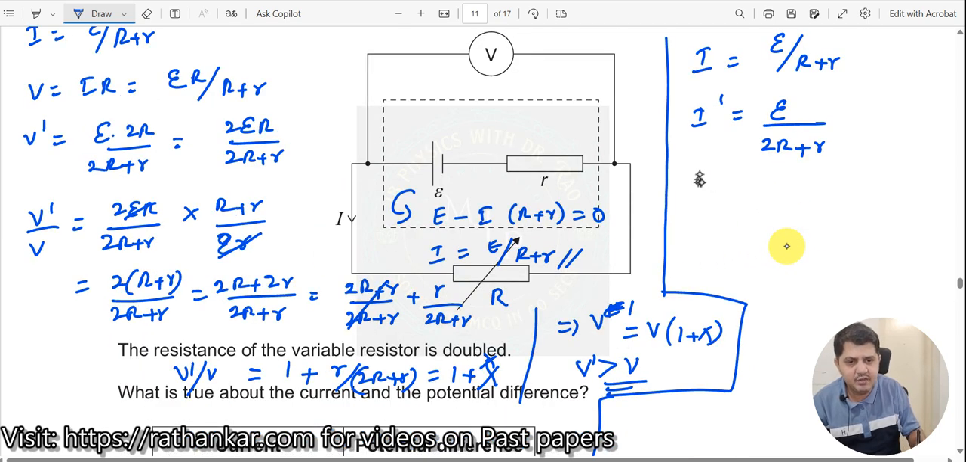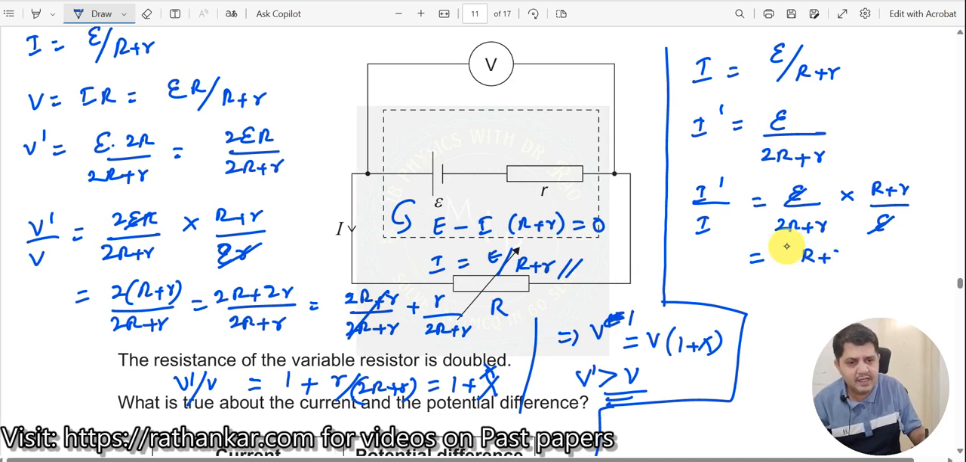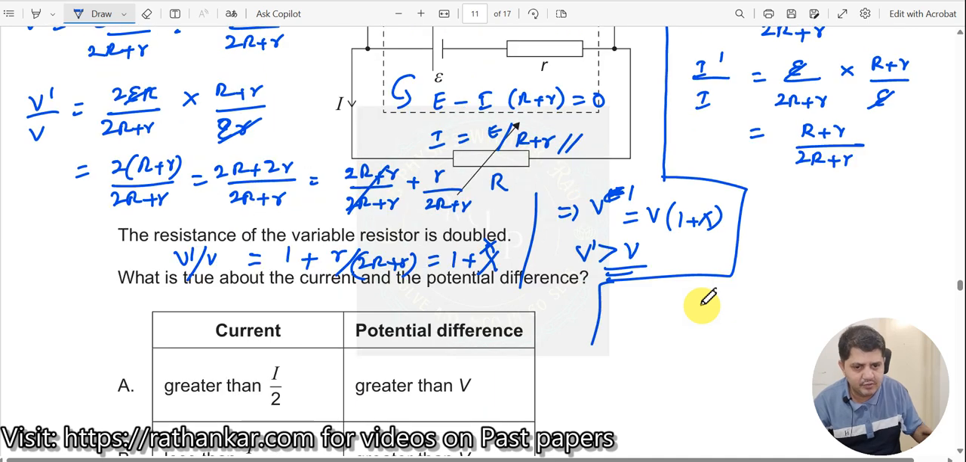Next, what I can do? Do the same logic. I dash by I will now be equal to E divided by 2R plus r multiplied by R plus r divided by E. This E and this E cancel away. I am now left only with R plus r divided by 2R plus r. Now, have we come to the solution? No, we have not come to the solution. Once again, I will write it down here. I dash by I is equal to R plus r divided by, I'll take 2 common outside.